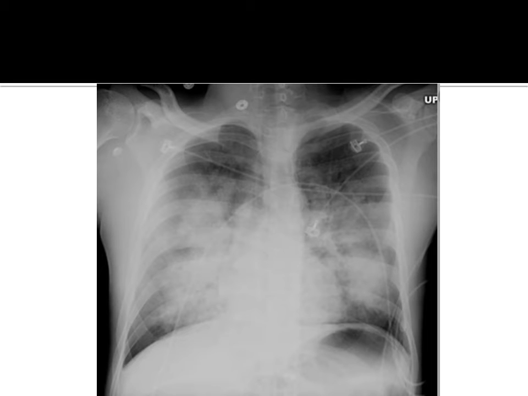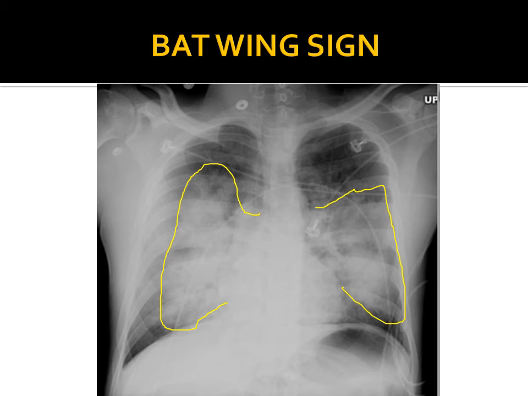So this is a chest radiograph where we can see bilateral, central, homogeneous opacities. The opacities are shaped like the wings of a bat, or we can also say that they are shaped like butterfly wings, but classically this is known as the bat wing sign. It is usually seen in cardiogenic pulmonary edema.